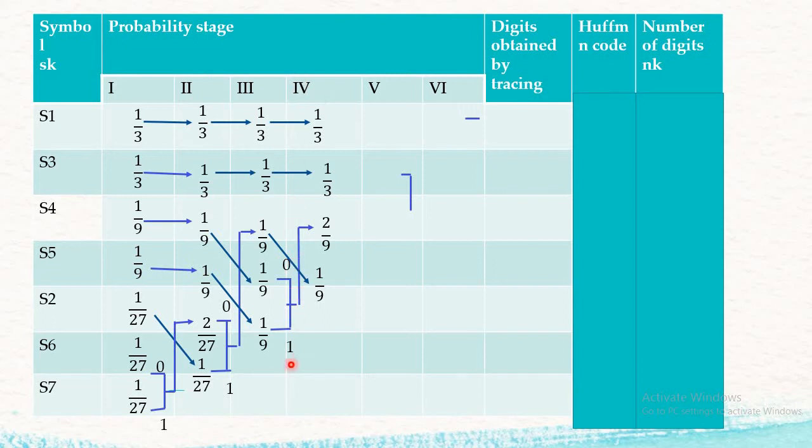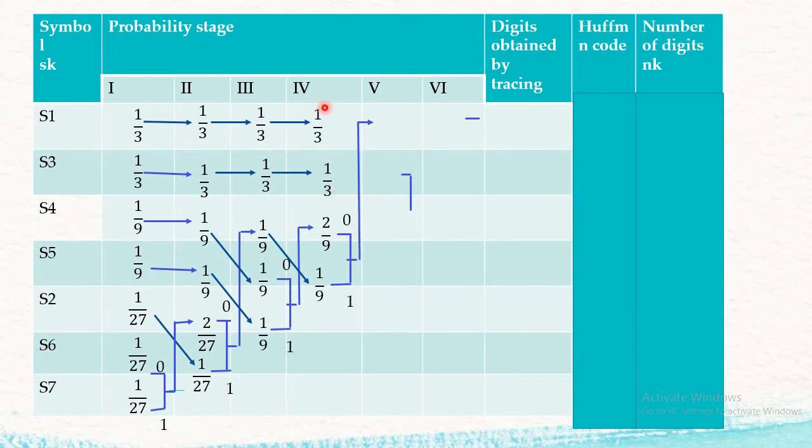Once we are done with step 3, we move to step 4. Again in step 4 we focus on the last two values by assigning 0 to the second last and 1 to the last. So 2/9 plus 1/9 comes out to be 3/9, and 3/9 is nothing but 1/3. This 1/3 will occupy the position as high as possible, so it will go to the first position.